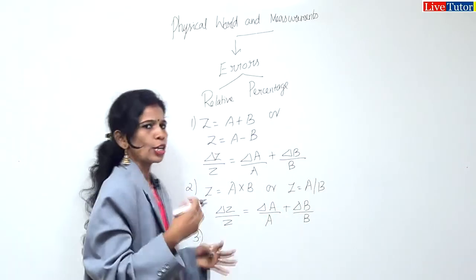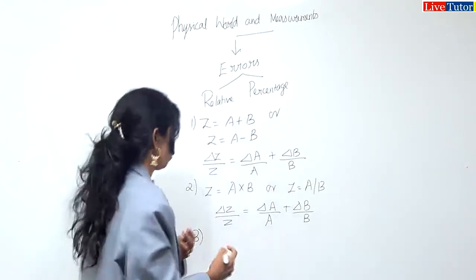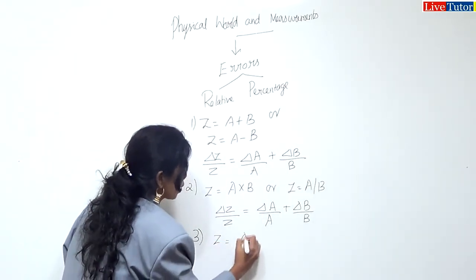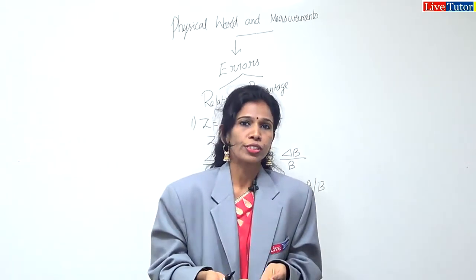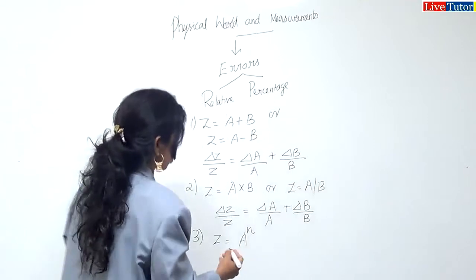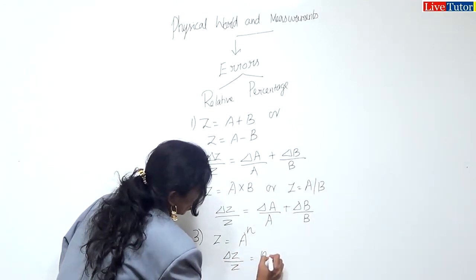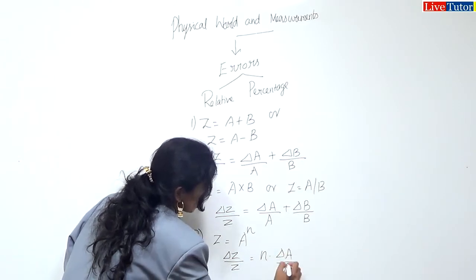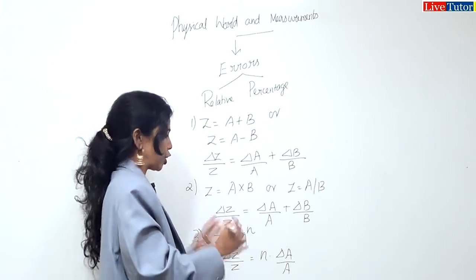Third case, if a physical quantity is expressed in terms of power, z is equal to a power n. So, how do you find out the relative error of it? That is an important part. Del z by z is equal to n into del a by a, which means the power has to be brought down. Keep that in your mind.